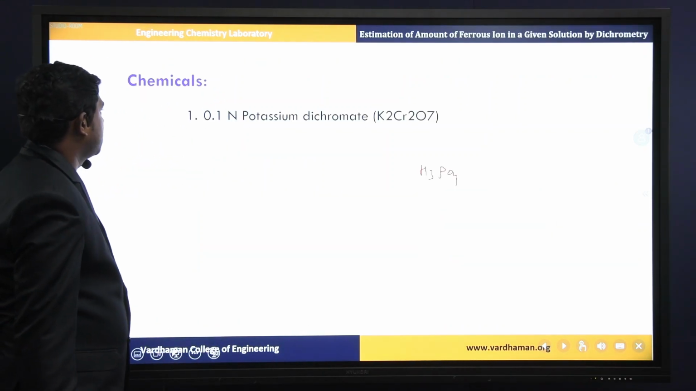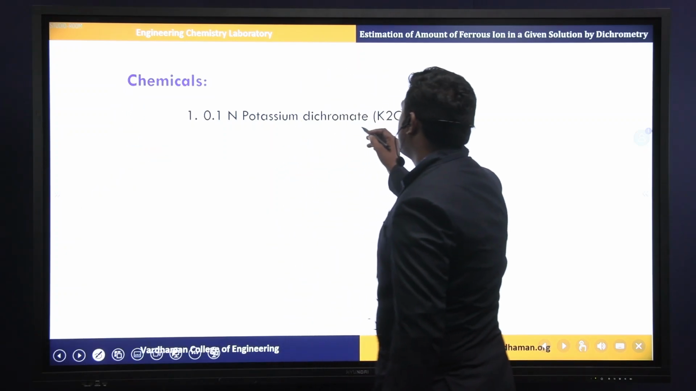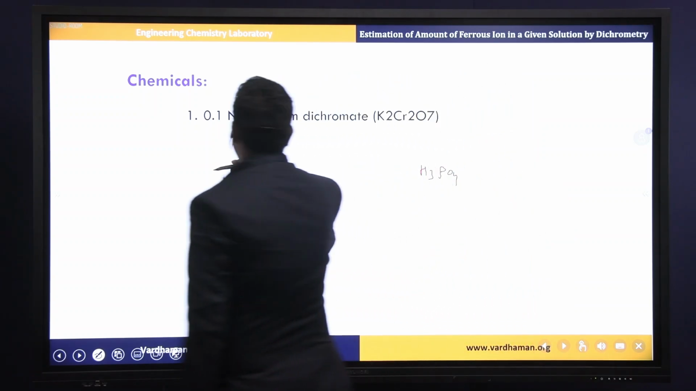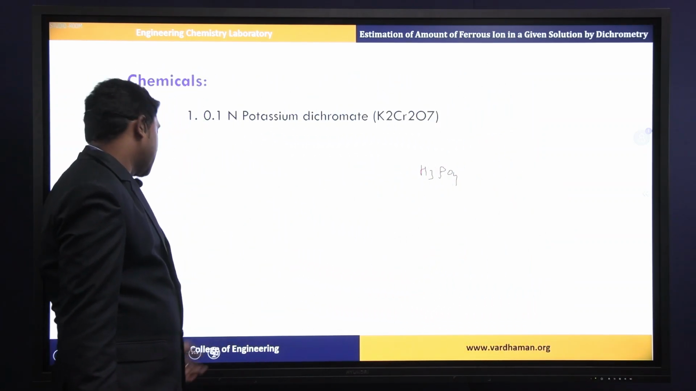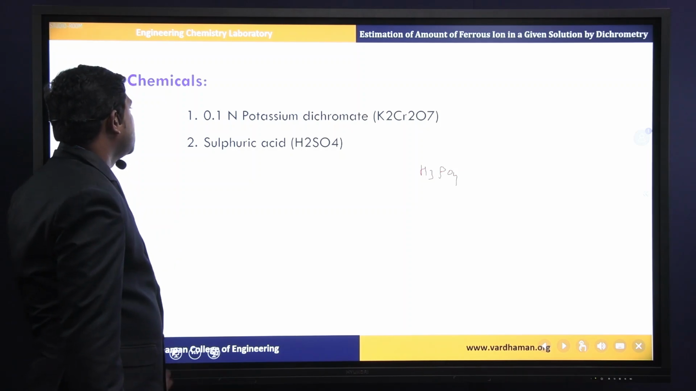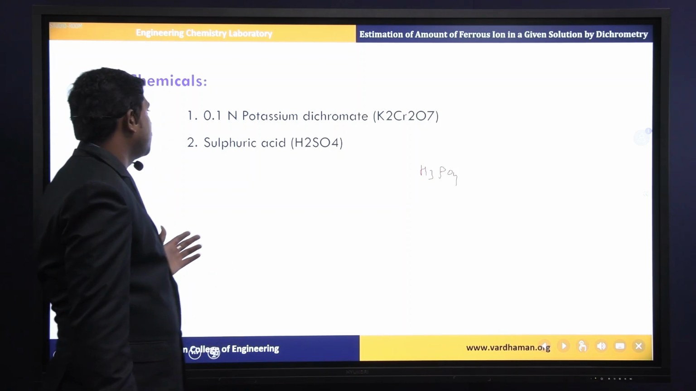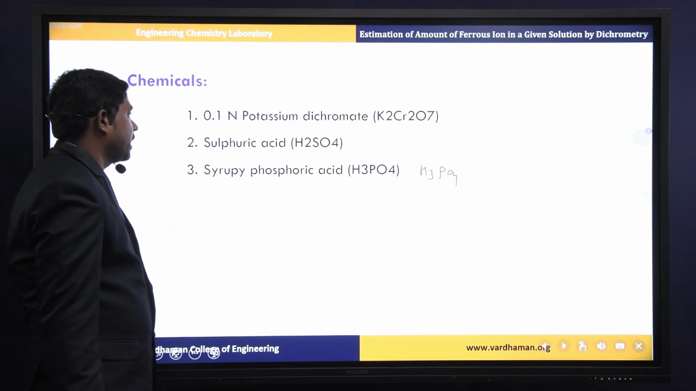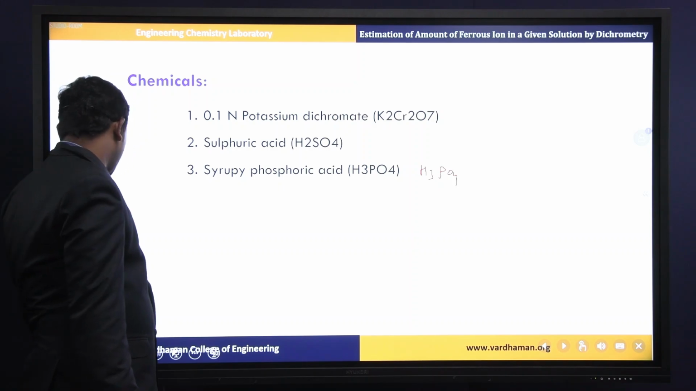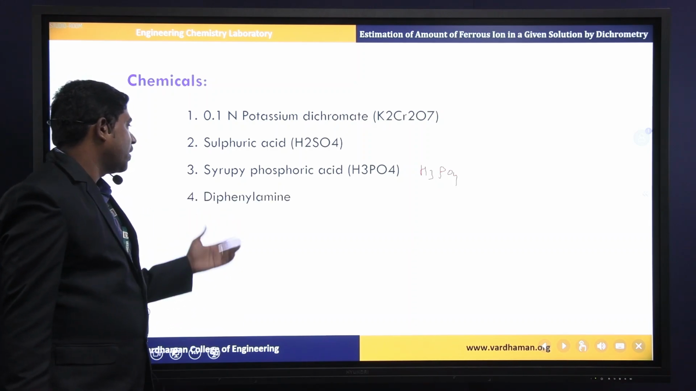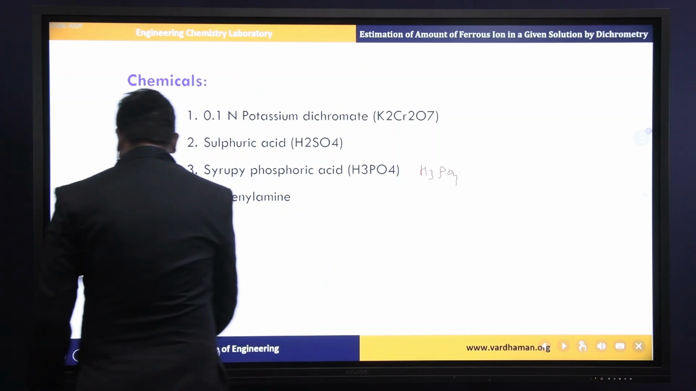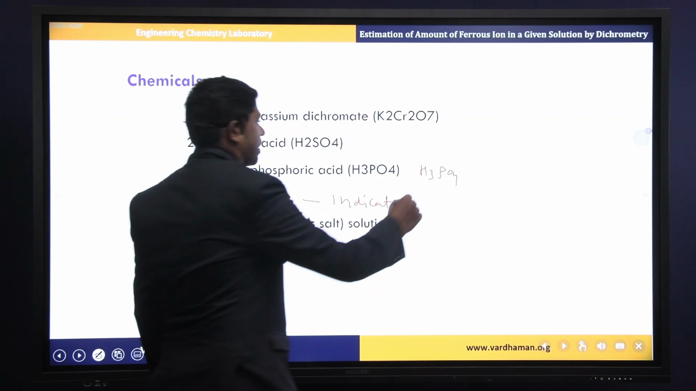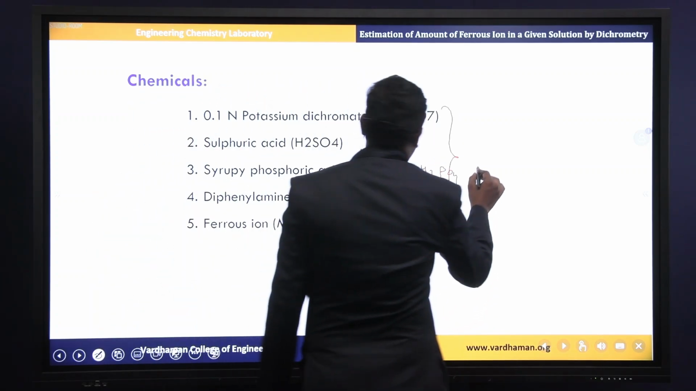Chemicals required: we require potassium dichromate, whose formula is K2Cr2O7. We should take 0.1 normality of it. We require sulfuric acid, H2SO4, and syrupy phosphoric acid, H3PO4. We require diphenylamine, which acts as an indicator, and we require Mohr's salt. These chemicals are required for this experiment.